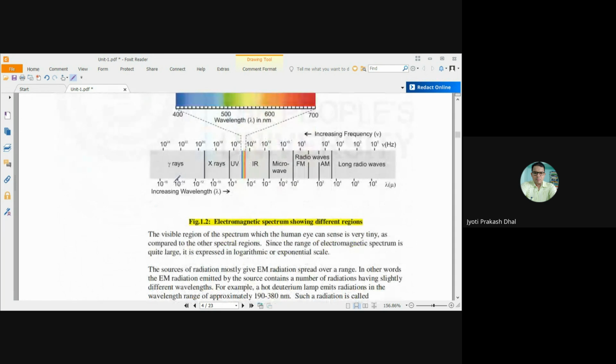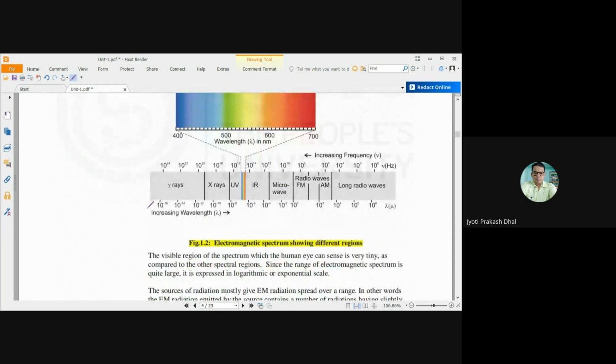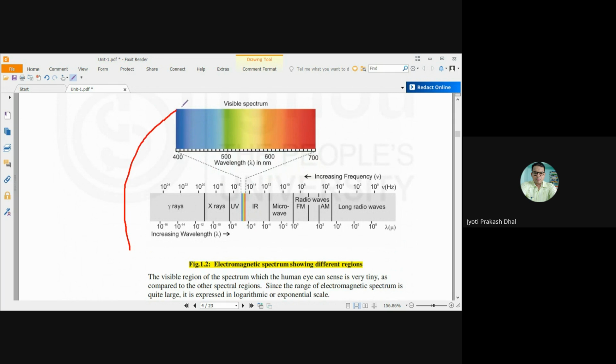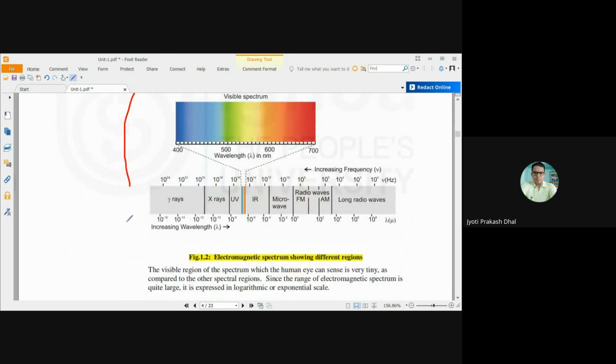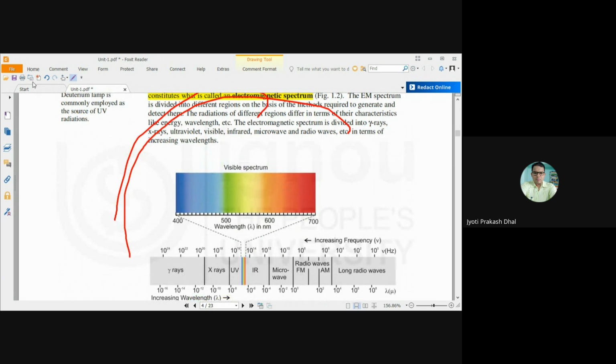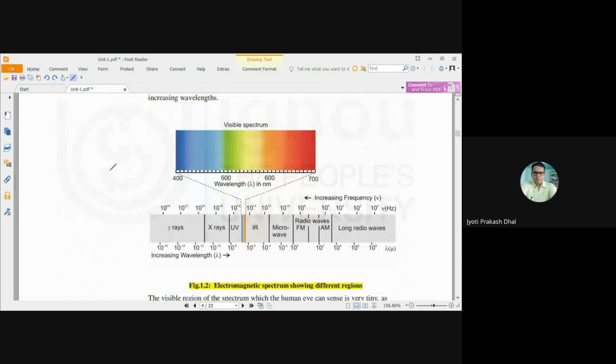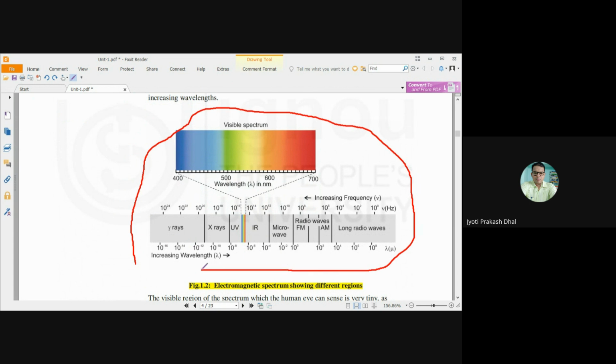So this is one example of the electromagnetic spectrum. You can see in this figure that the electromagnetic radiations are arranged according to increasing order of their wavelength from left to right.